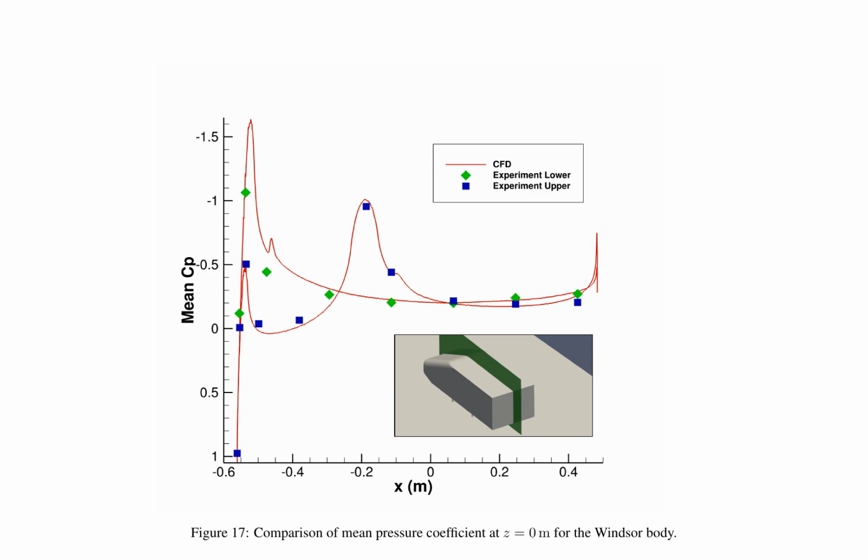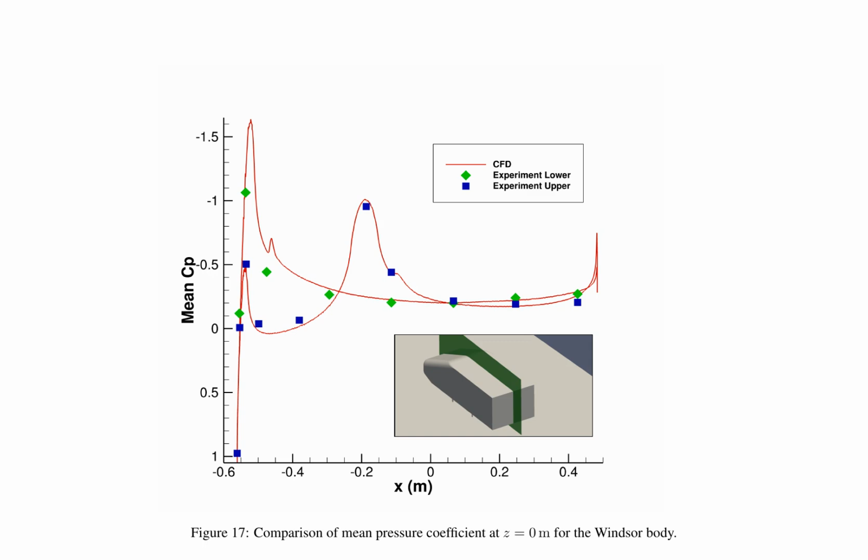The research paper presents a comparative analysis of the mean pressure coefficient at Z equals 0 meters and the pressure coefficient at Y equals 0.2595 meters for the Windsor body, as depicted in figures 17 and 18 respectively. These figures illustrate the distribution of pressure coefficients across different points on the surface of the Windsor body, providing insights into the fluid dynamics and aerodynamic properties of the model.